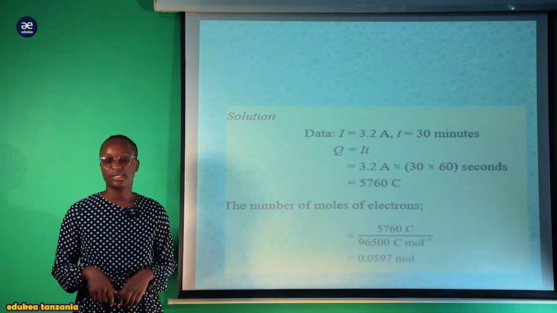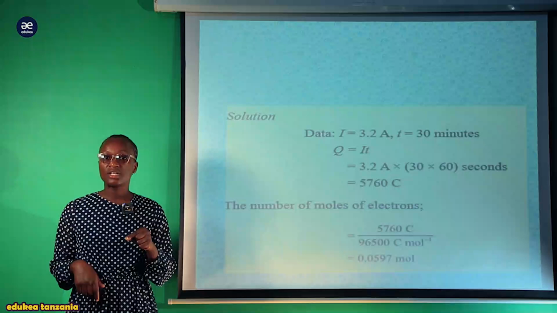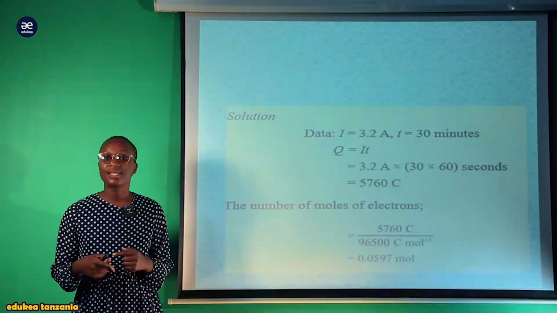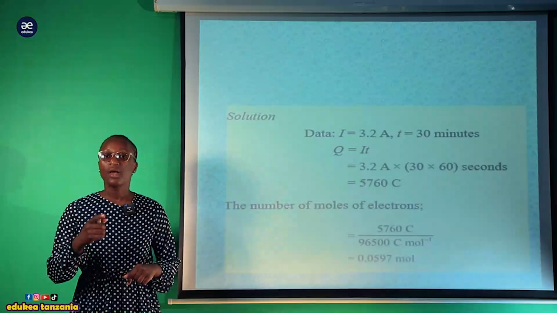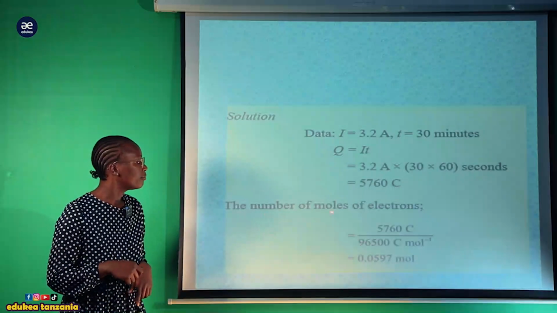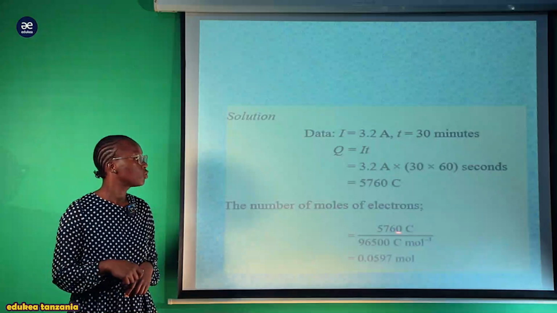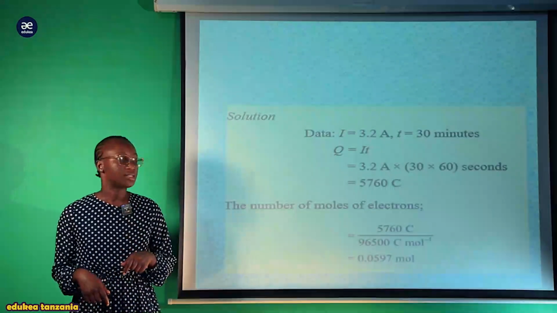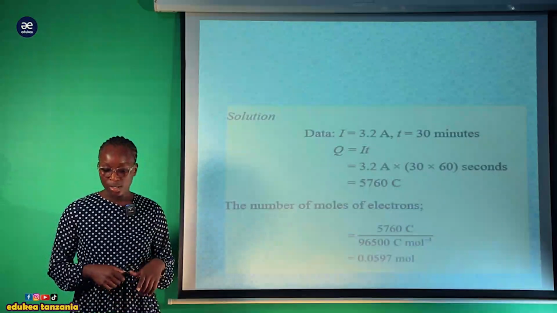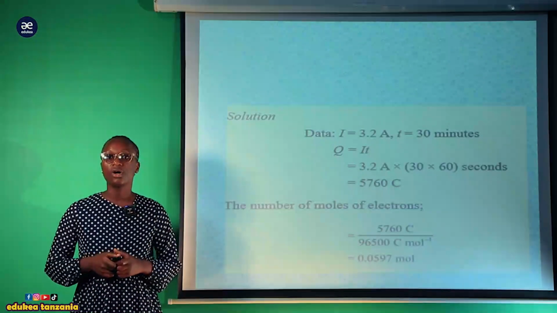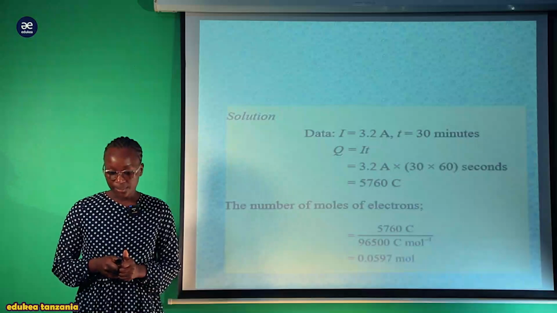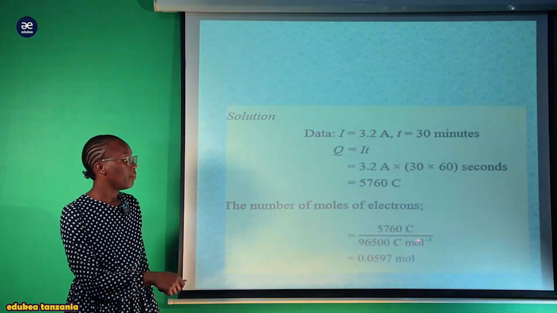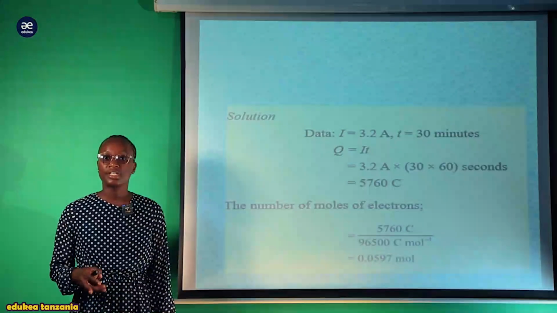A current of 3.2 ampere is passed through a solution of copper(II) sulfate for 30 minutes. Kwamba kiwango cha umeme ambacho ni 3.2 ampere kimepita katika solution ambayo electrolyte yetu ilikuwa ni copper(II) sulfate. Lakini kwa muda gani? Dakika 30. 30 minutes. What is the mass of copper deposited at the cathode? Ni kiasi gani cha masi ambacho kimekuwa deposited katika cathode electrode?